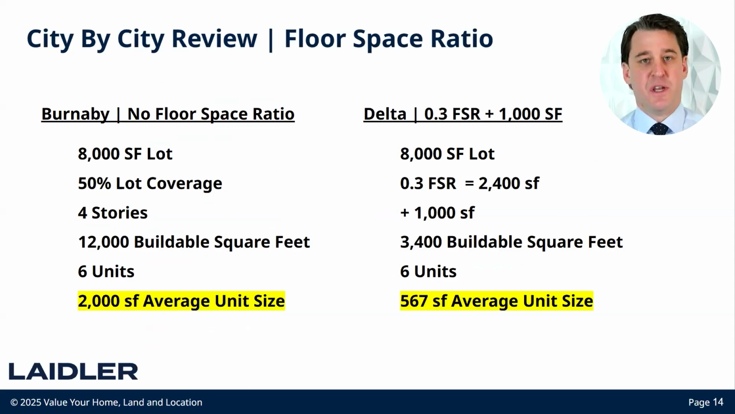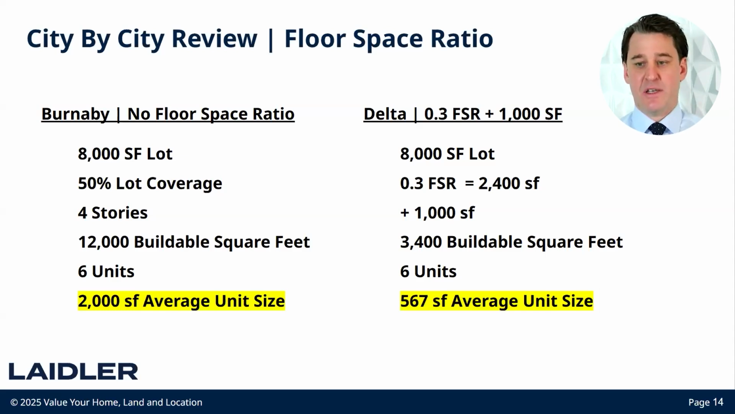In relation to floor space ratio, on your cheat sheets it defines each city's floor space ratios and the importance of floor space ratios to development feasibility. For Burnaby, taking an 8,000 square foot lot example and the 50% lot coverage max over a 3 to 4-story building, this example gives 12,000 square feet of buildable area on a 3-story building, 6 units, an average of 2,000 square feet unit size, compared to Delta, where the FSR is only 0.3 plus 1,000 square feet.